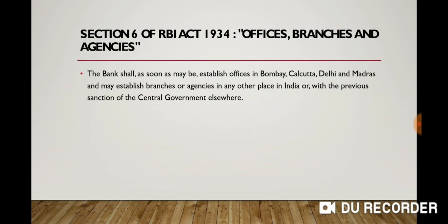Section 6 of RBI Act 1934. Offices, branches and agencies. The bank shall, as soon as may be, establish offices in Bombay, Calcutta, Delhi and Madras, and may establish branches or agencies in any other place in India or, with the previous sanction of the central government, elsewhere.